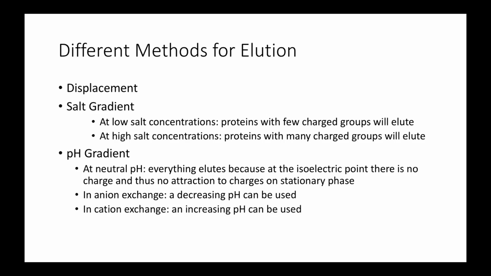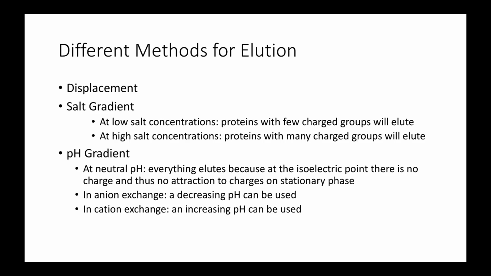This increases ionic strength or salt concentration through the column. At a low salt concentration, proteins that have few charged particles are going to elute. But if you have a high salt concentration, that's going to allow proteins with many charged groups to elute. So depending on what you want to actually come out of your column depends on how high the salt concentration is when you run through it.